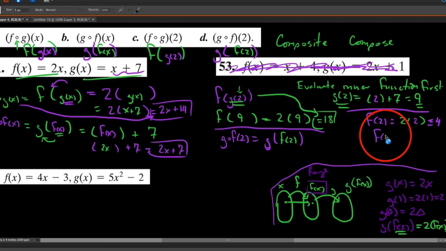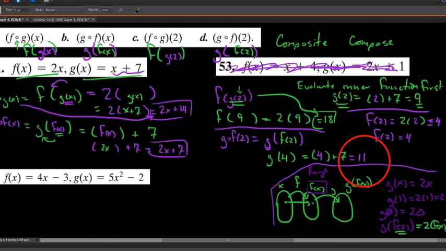Since f of 2 really is the same thing as 4, then what we're saying by g of f of 2 is that I'm plugging f of 2, or 4, into g. And so g of 4, now I get to use this other rule, x plus 7. We're just going to drop in our 4 here. We get 11. So long story short, g of f of 2 is really g of 4, since f of 2 equals 4, and we get 11 here.